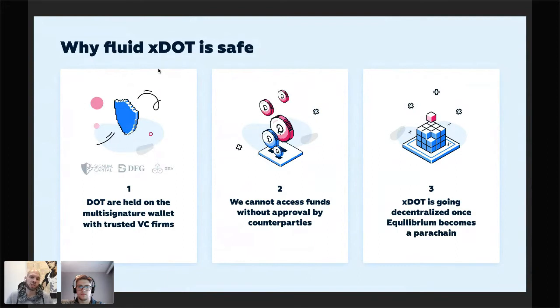Basically, this means that we at Equilibrium cannot access these funds, either withdraw them from this address or move them somewhere without approvals by these counterparties. And again, when we get the slots, when Equilibrium becomes the actual parachain on Polkadot, we're going to decentralize the process, and then all these DOTs will be collected on the relay chain within the address which will belong to the Equilibrium parachain, and the whole thing will become really decentralized and even safer than it is right now.